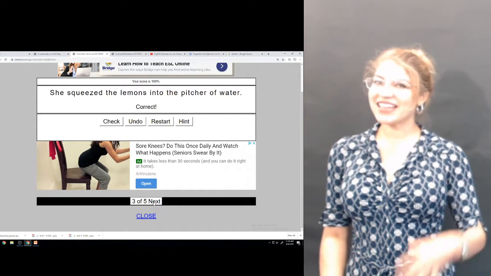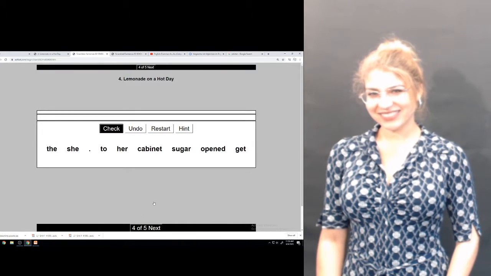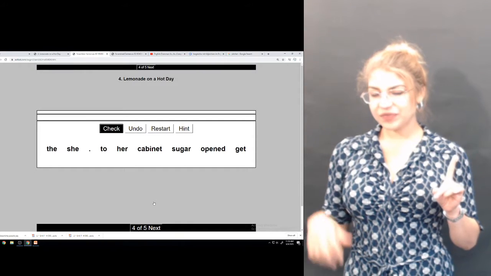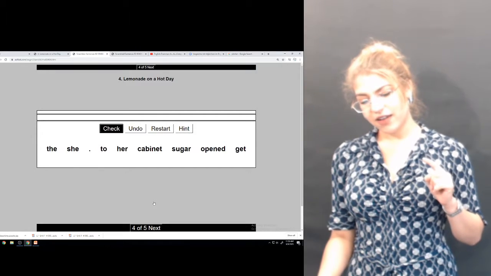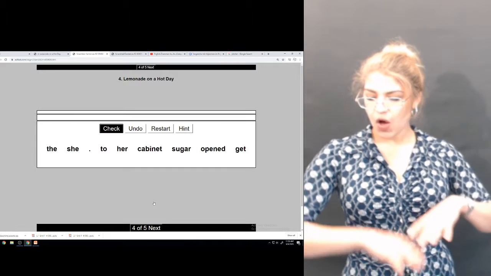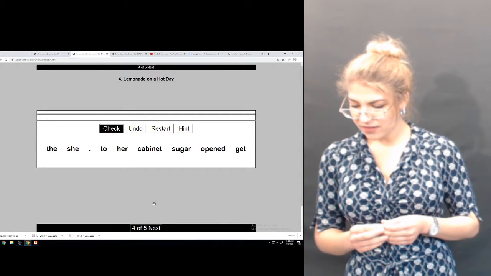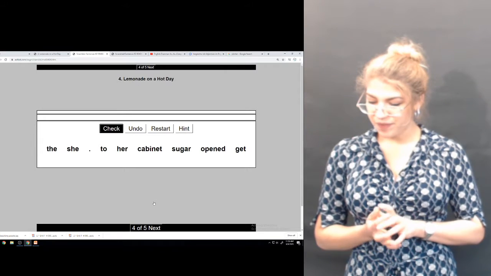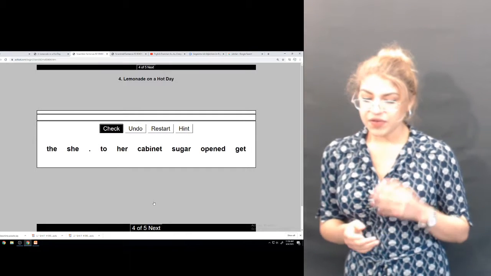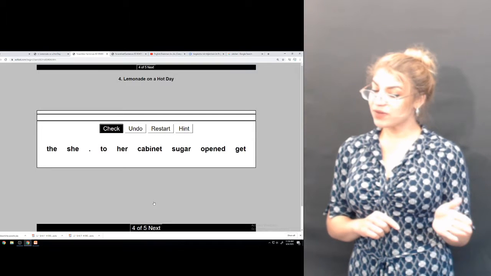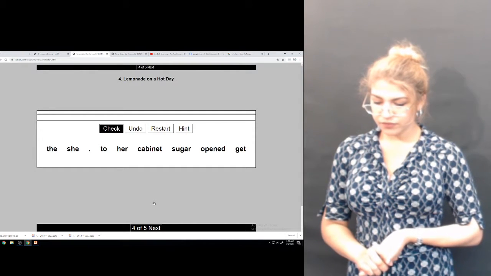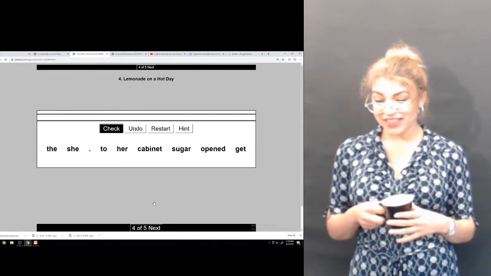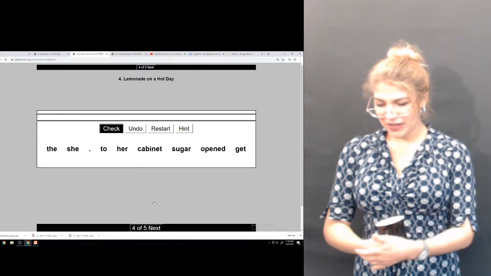Very nice. All right, let's look at number 4. The, she, to, her, cabinet, sugar, opened, get. That's a wonderful idea. Thank you, Miss Carlita. The, she, to, her, cabinet, sugar, opened, get. Okay, so first, cabinet. ¿Cómo se dice cabinet? Gabinete. Es casi lo mismo. So it's basically the same word, gabinete.